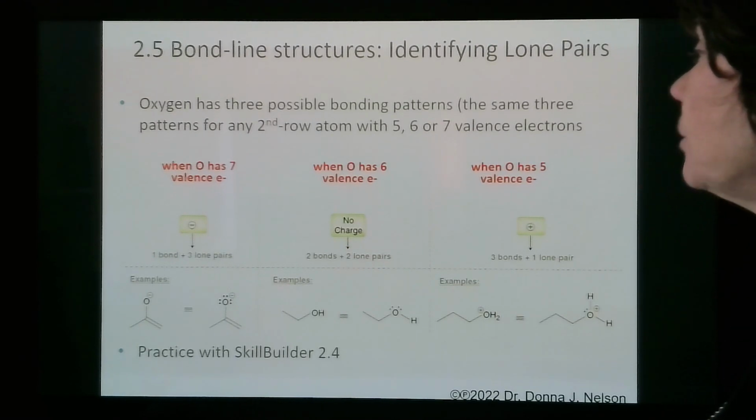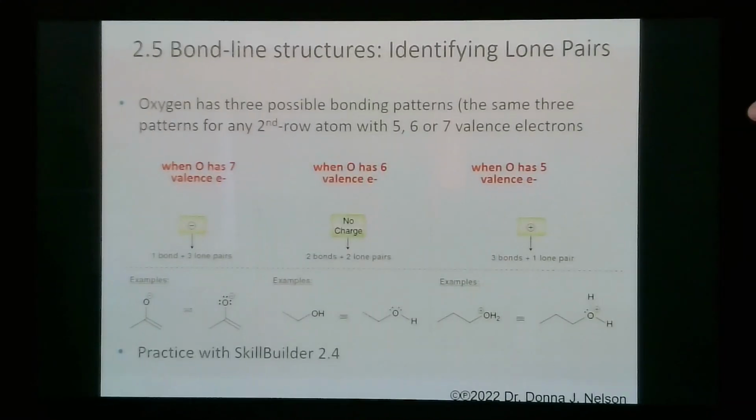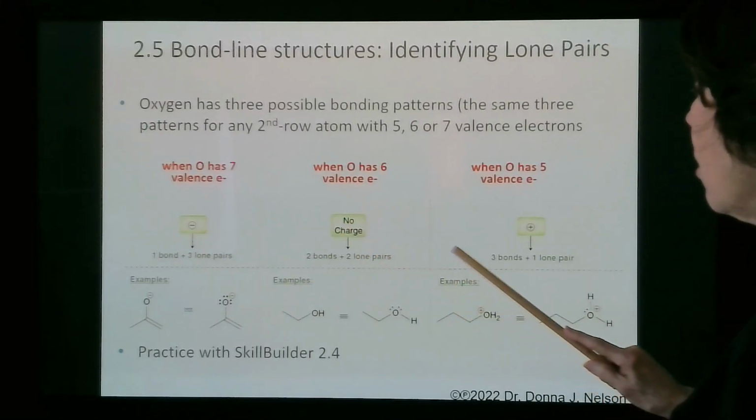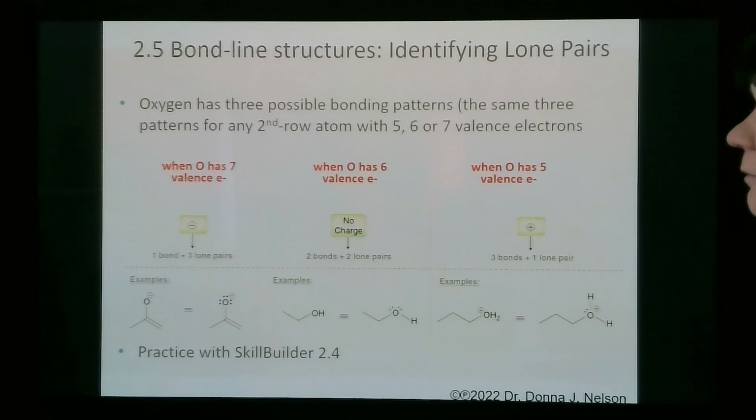Oxygen has 3 possible bonding patterns. It can be negatively charged, or it can have no charge, or it can be positively charged.